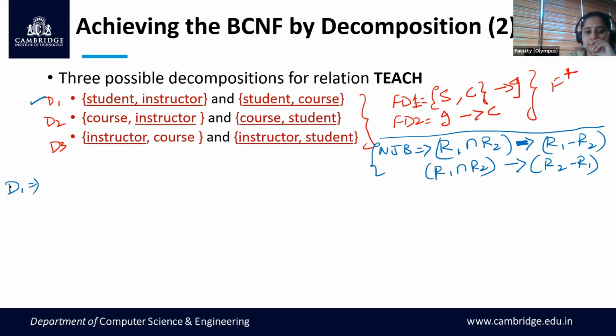Okay. So let me check D1 now. What is D1? All these are R1, and this side is R2. Now let me check with the rule. R1 intersection R2. What is an intersection? Can you tell me the solution of R1 intersection R2 for D1?